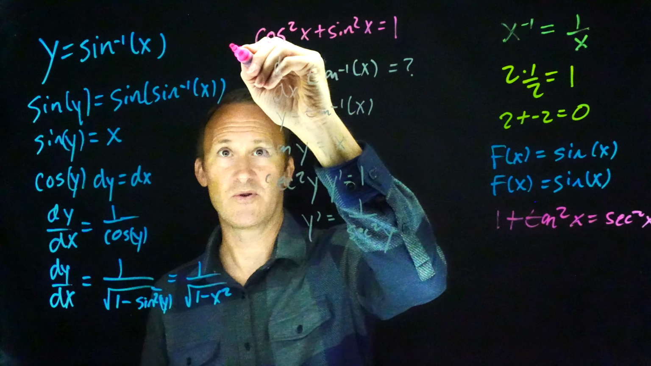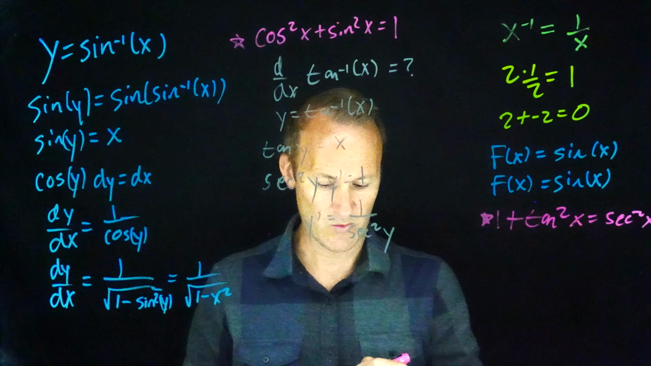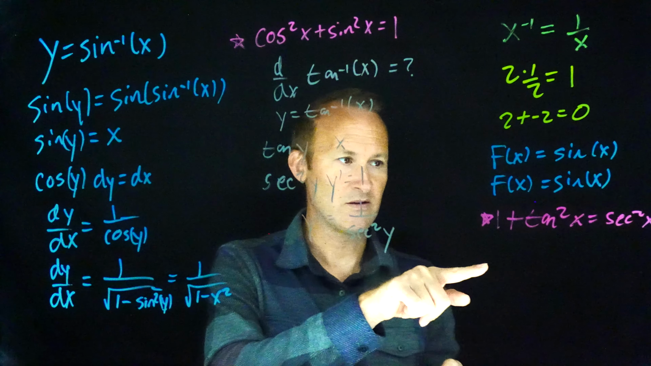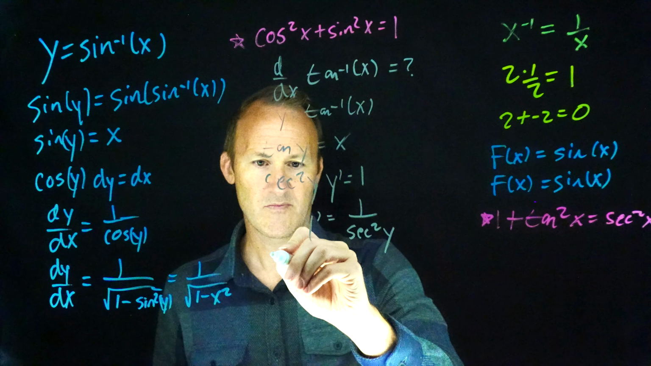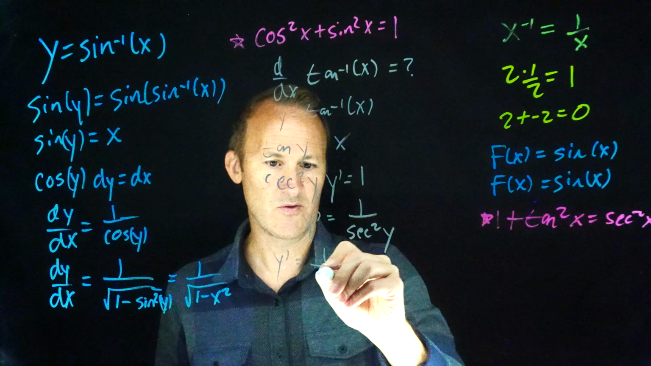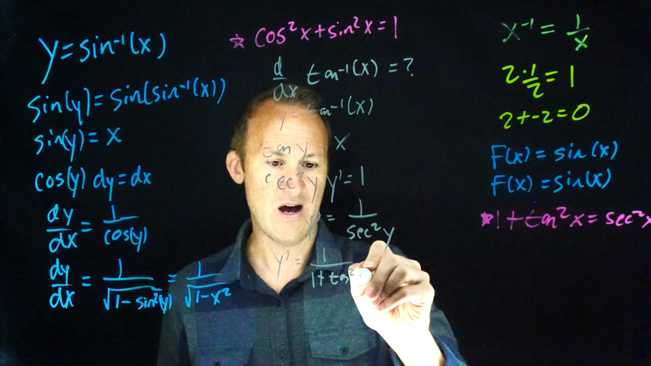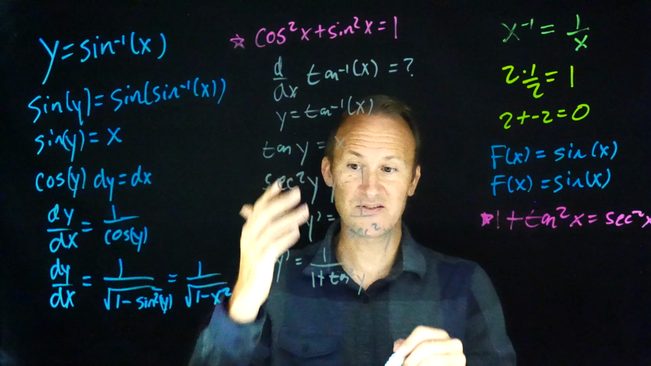Okay, so these are both Pythagorean identities, go together. And what we can do now is substitute in for secant of y, 1 plus tangent squared. And so we get y prime equals 1 over 1 plus tangent squared y. But note the tangent y is x, so we get the beautiful y prime equals 1 over 1 plus x squared.